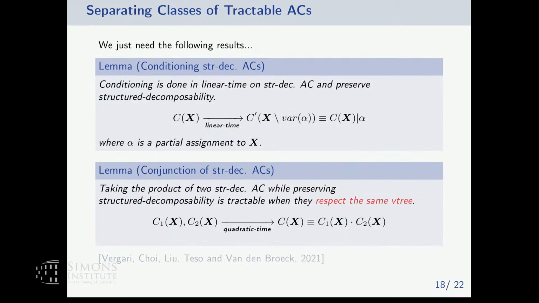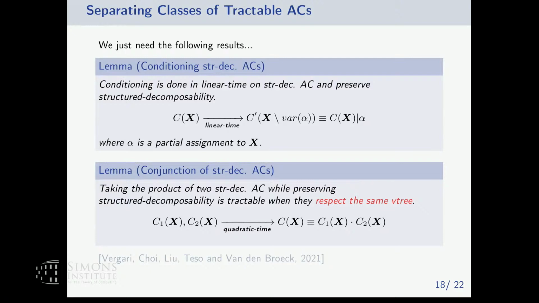Now, how can we prove this? Well, we need a few things. We need to manipulate the arithmetic circuits a little. In particular, we need to be able to do conditioning. So you have a partial assignment on your variables, and you have a structured decomposable arithmetic circuit. If you assign a bunch of variables, then your circuit is still structured decomposable. That's just what we need. If you're structured by a V-tree, assign some variables, you're still structured by the same V-tree.